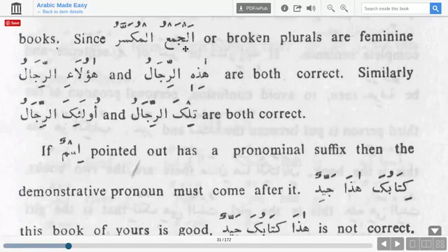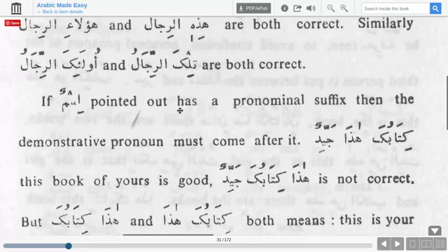Back to the book. Similarly, أولئك الرجال and تلك الرجال are both correct. If I look up تلك الرجال, you're not going to see it commonly used. I'm going to say أولئك الرجال. But تلك الرجال is also correct because رجال is a broken plural.